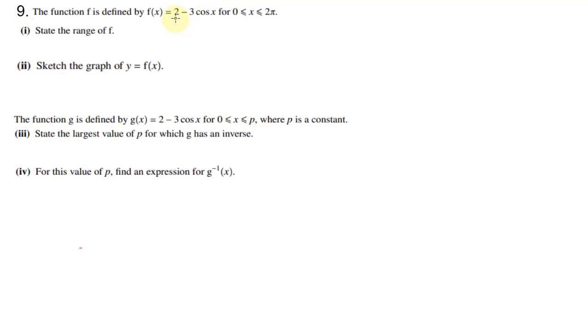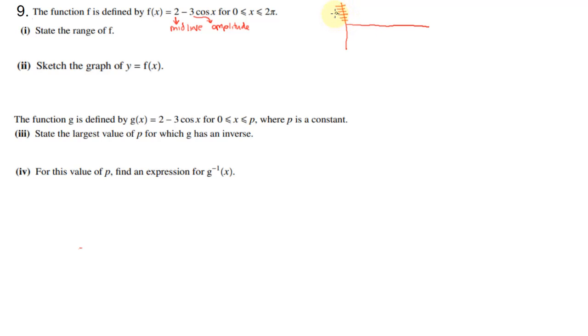All right, so what we've got here is this function, and the midline is going to be a 2, and then this 3 is going to be the amplitude. The negative sign is going to mean it's reflected over the x-axis, but for this question that's not important. What they want to know is the range.